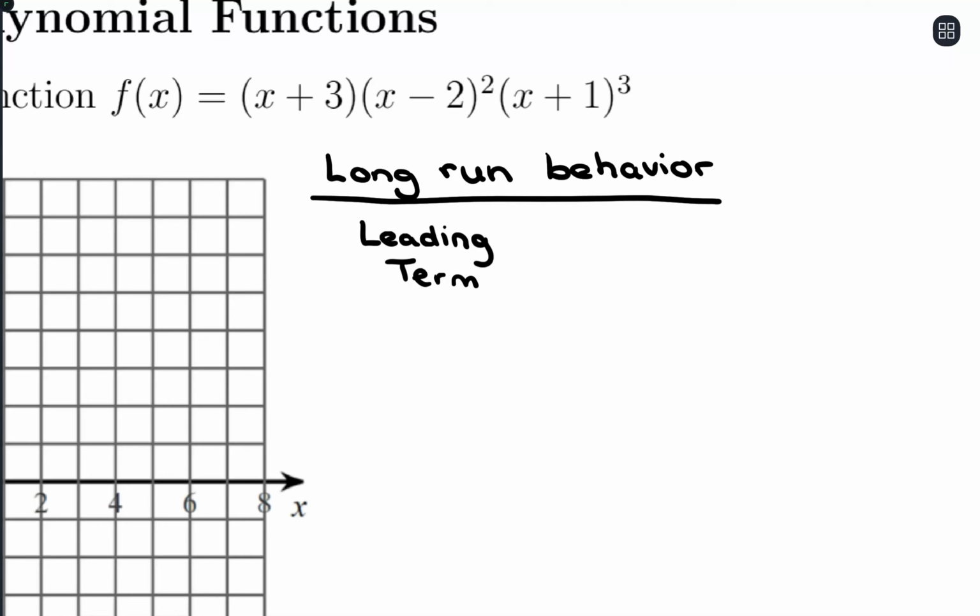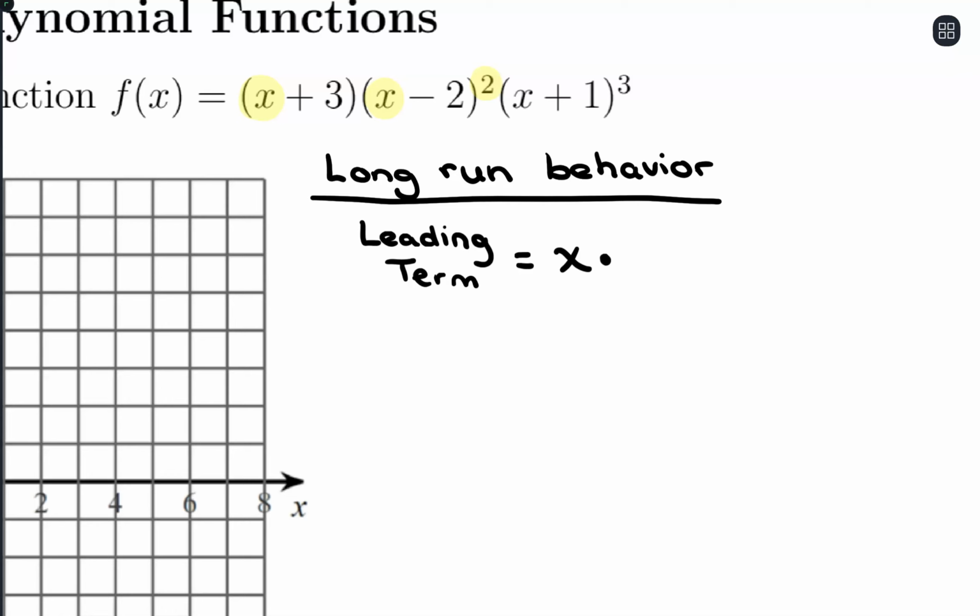The leading term is going to come through from basically multiplying x with itself whenever we can. So from this form, I have x plus 3, and I'm going to grab that value of x to build my leading term. Then I'm going to multiply it with this x minus 2 squared. What I'm going to grab from that is that x right there and that exponent of 2.